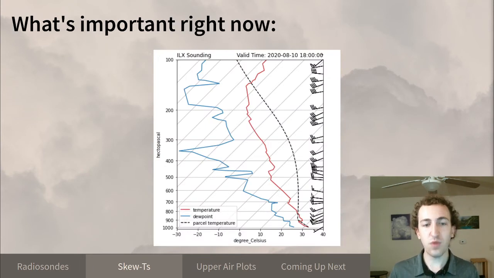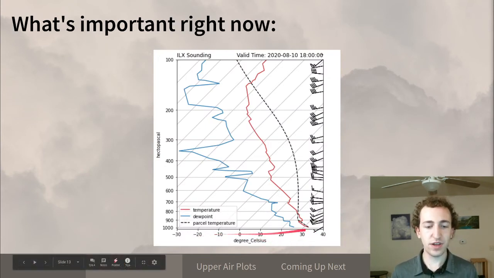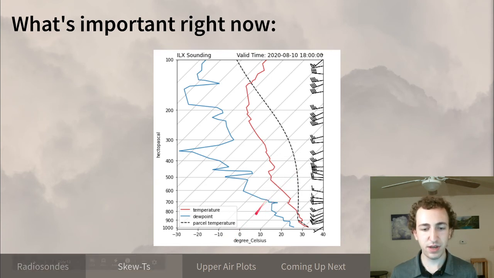So again, what's important right now? Knowing that this is a skewed temperature axis, so knowing how to read what your temperatures are at any isobaric level. Know that your winds are plotted over here on this side, and that you have a log pressure scale as you go up, so it's a little bit more representative of what the actual depth of the atmosphere looks like.